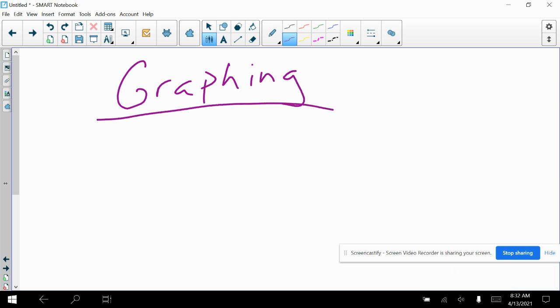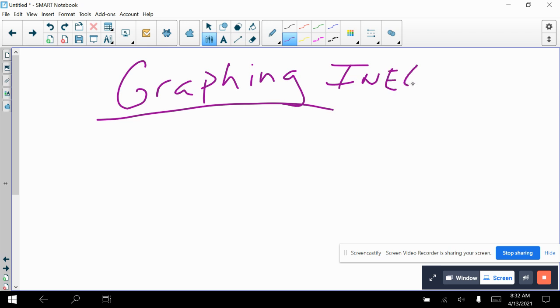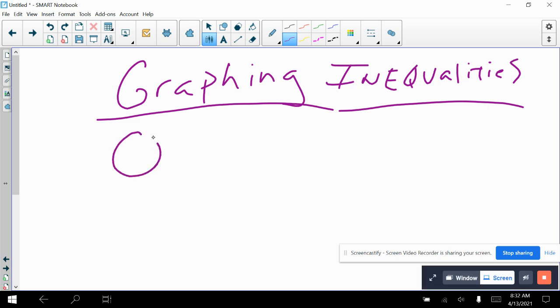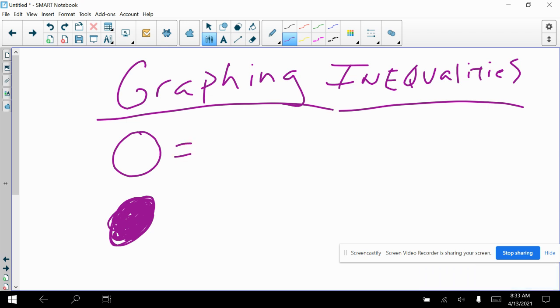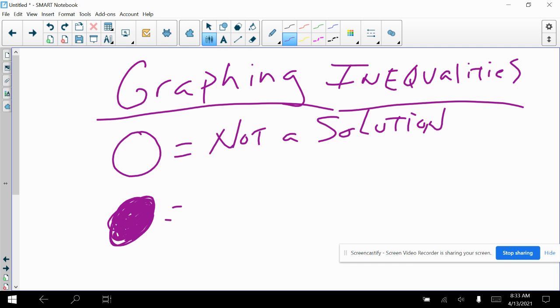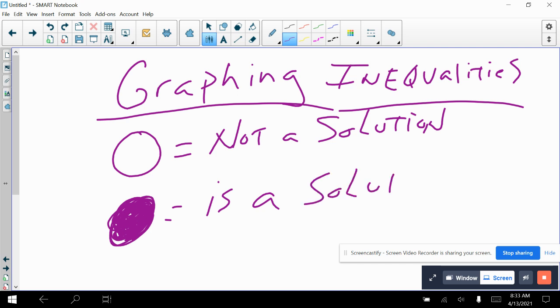All right, this is new. We want to graph our inequalities. There are a couple of markings that we need: we have an open dot and we have a closed dot. The open dot represents something that is not a solution. A closed dot represents something that is a solution.